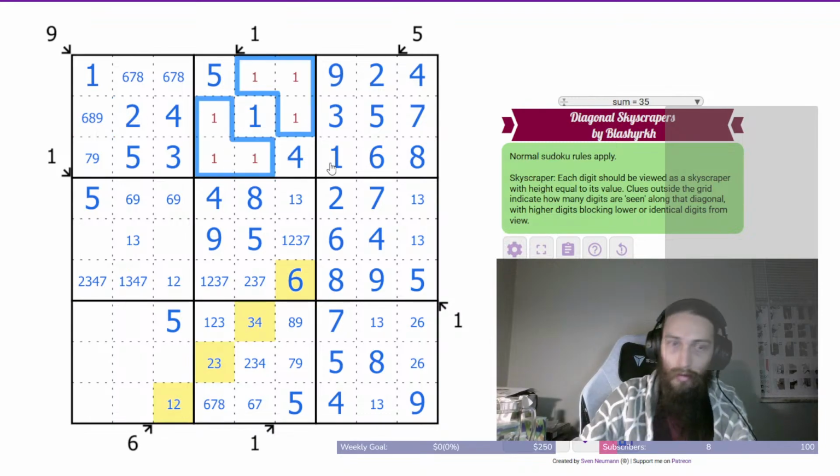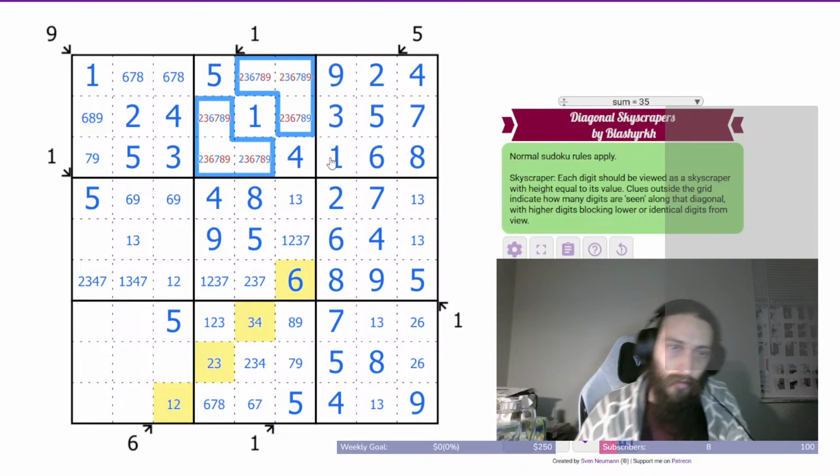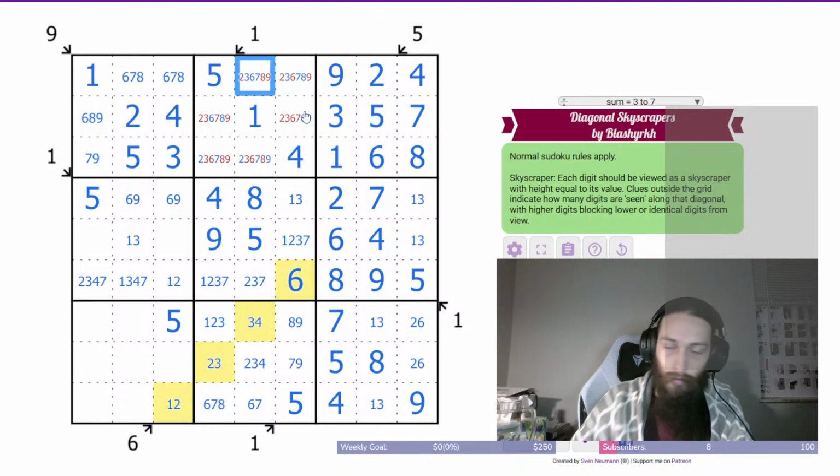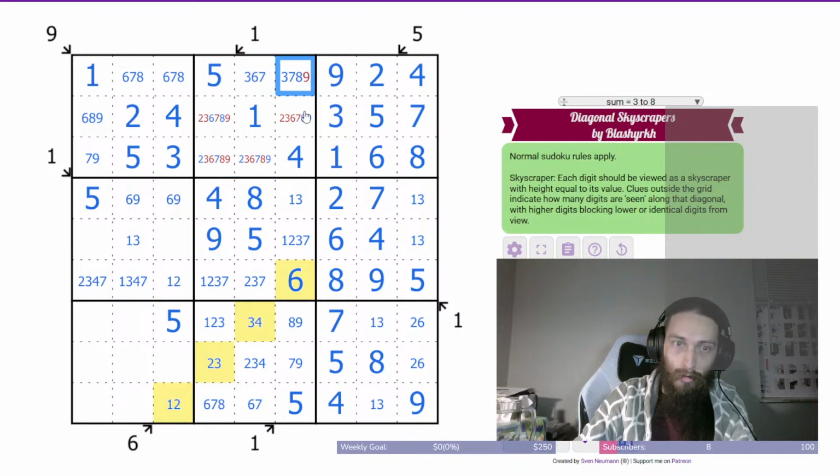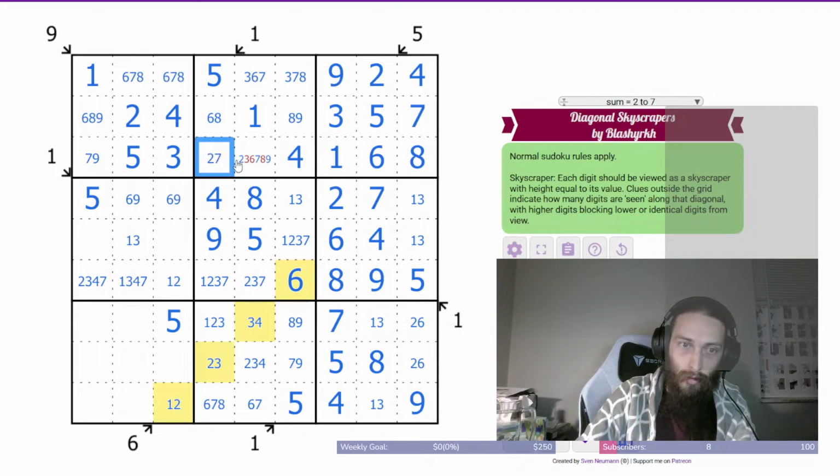What's left over in this box? 5, 1, and 4. Would leave 6 left over. And got 2, 8, and 9 removed from there. 2, 6, and 9. 2, 3, 6, and 7. 2, 3, 7, 9. 3, 6, 8, 9. And 3, 6, 8.